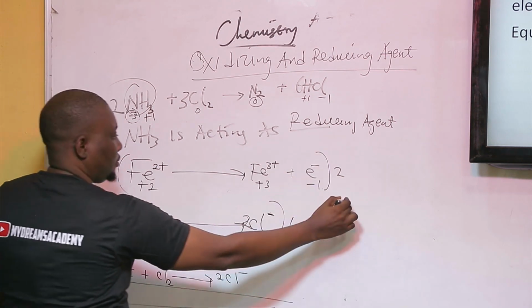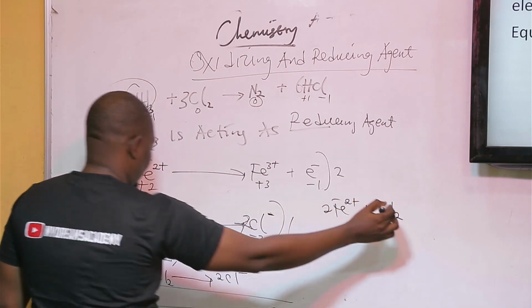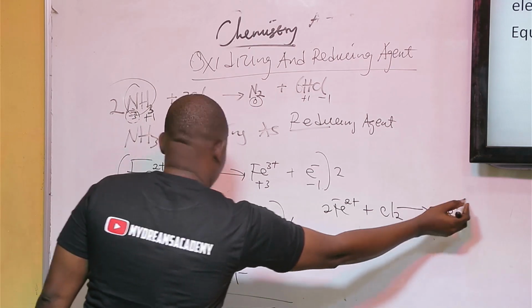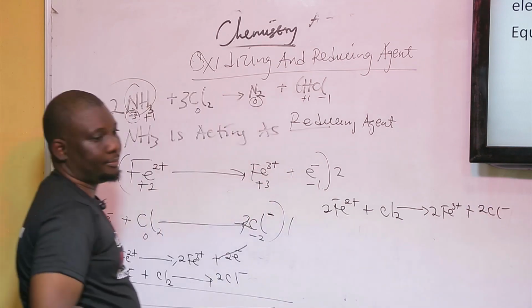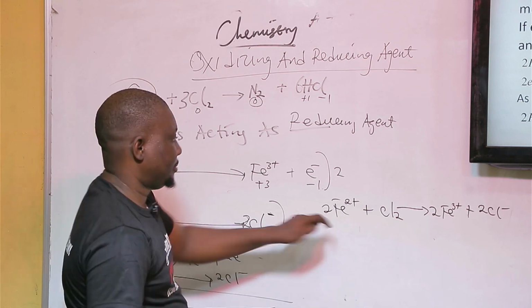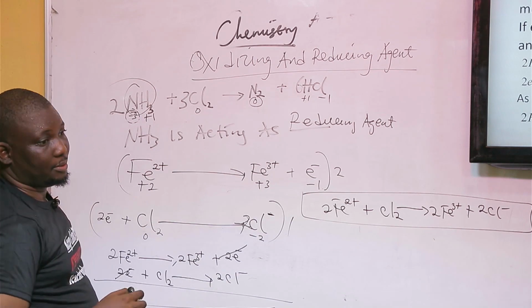And then the overall reaction will look like this. 2Fe 2 plus, Cl2, and then 2Fe 3 plus, 2Cl minus. As the electrons cancel out, the overall reaction is written as this. You can only have this the moment the electrons cancel out.